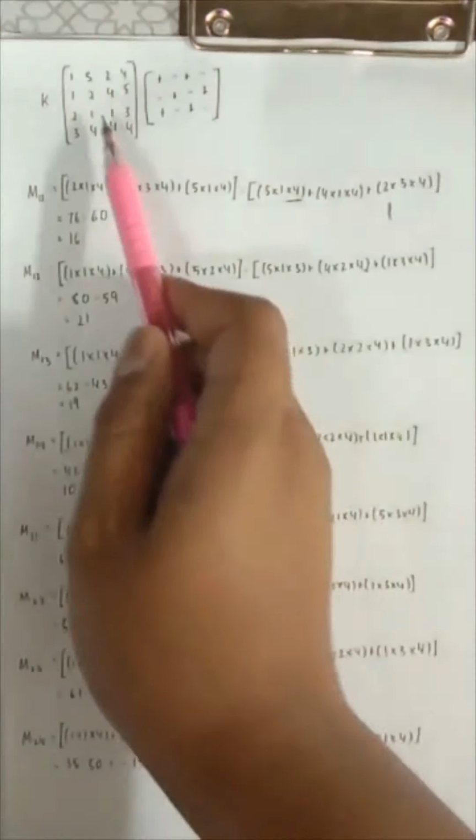So the first step, I want to find the inverse of K1. The inverse of K1 is 1 divided by the determinant multiplied by the adjoint of K. So this is the step: we find the determinant. So we need to find the minor for the matrix.